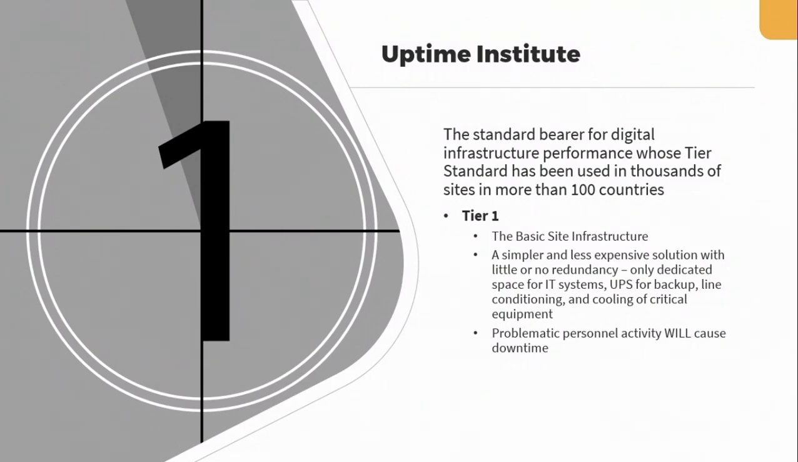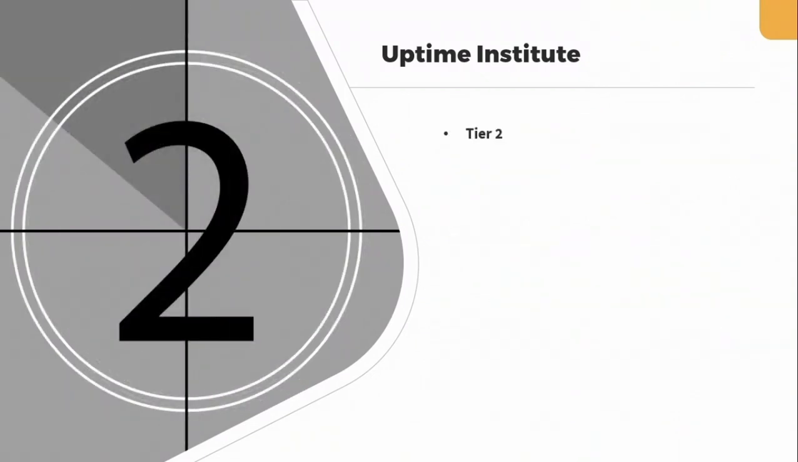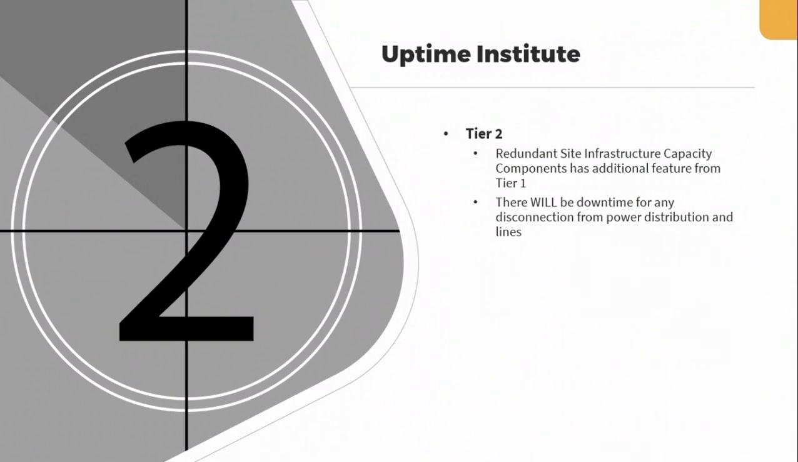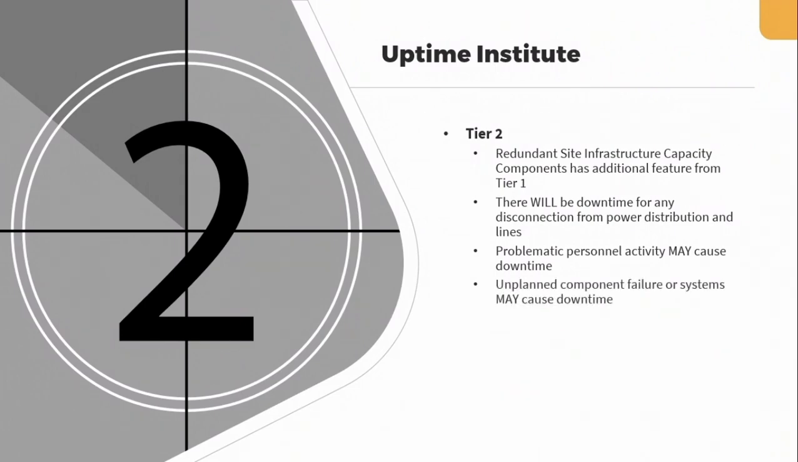And a second thing to remember for the exam, we're going to look at 4 tiers of the UI, and all 4 tiers must have at least 12 hours of fuel for their generators. Tier 2 is the redundant site infrastructure capacity. This component has additional features beyond Tier 1. There will be downtime for any disconnection from power distribution and power lines. Problematic personnel activity may cause downtime, and unplanned component failure or systems may cause downtime.